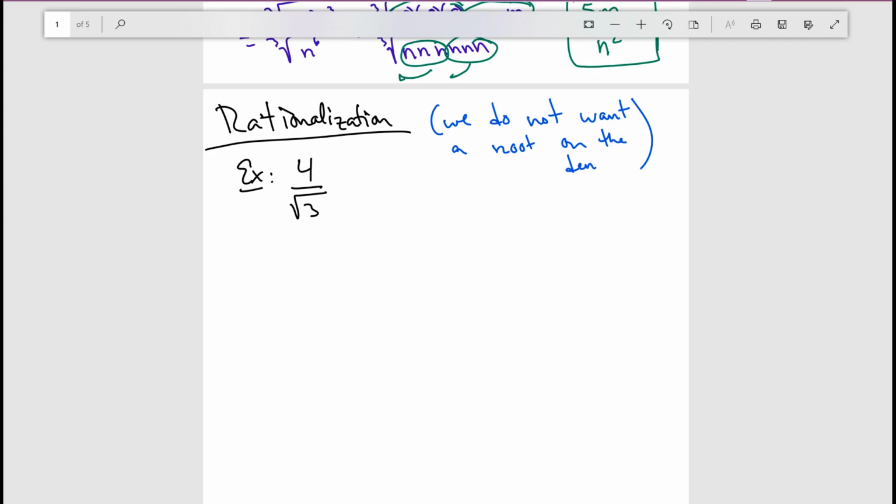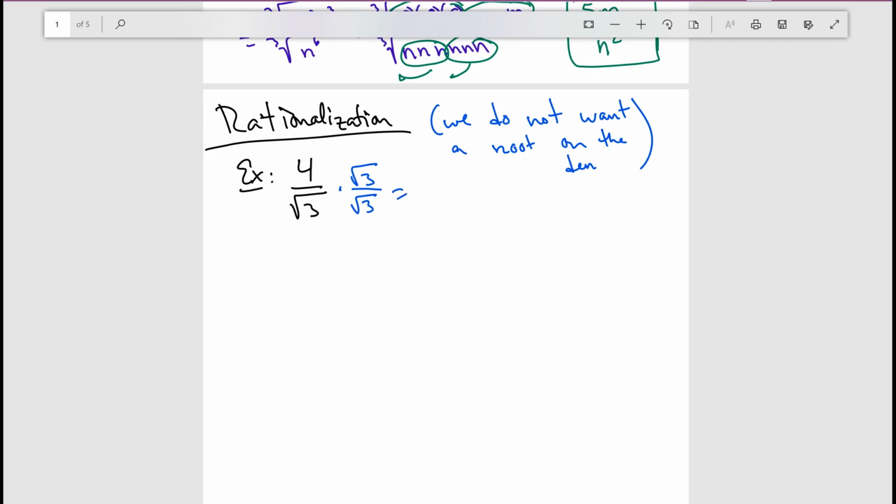So how do we do this problem? Well, we have a square root of 3 on the bottom. What we want to do is make it into a perfect square. So what would make it into a perfect square? What's something that's missing? Well, the square root of 3 needs another 3 to be a pair of 3. So what I'm going to do is multiply by the square root of 3 on both top and bottom, because then that's going to give it another pair.